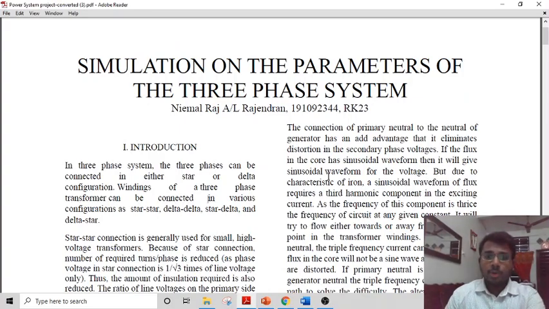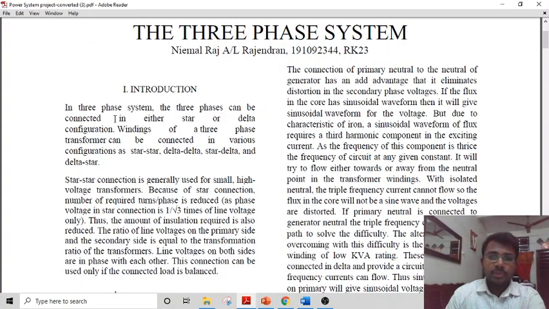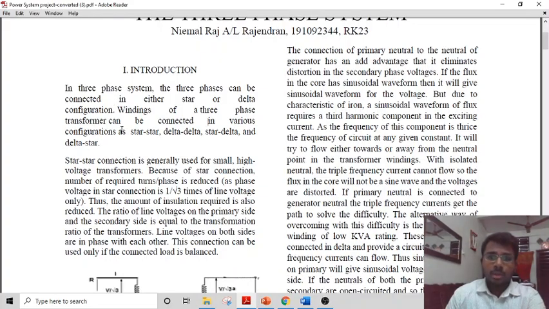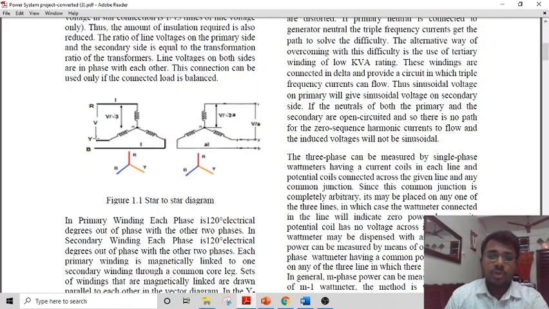Today, I would like to explain about the parameters of the three-phase system. So, for the introduction, in a three-phase system, the three phases can be connected in either star or delta configurations. Windings of a three-phase transformer can be connected in various configurations, such as star to star, star to delta, and delta to star. For our case, our project is based on the connection of winding of star and star, which is the source and the load, both connected in star configuration.